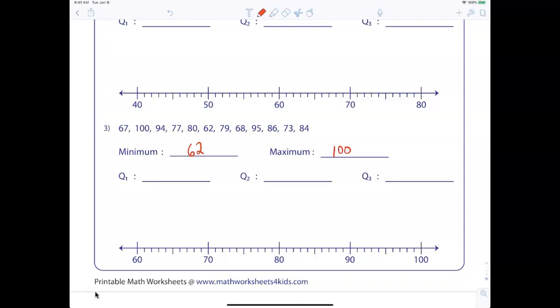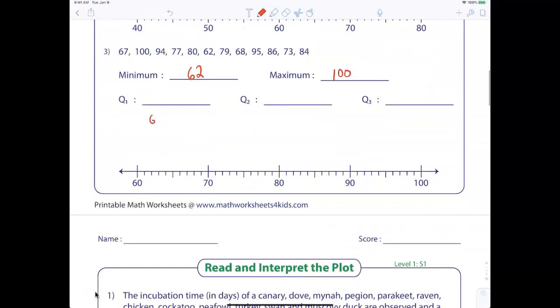All right, who's got the numbers? Go. 62. 67. 68. 73. 77. 79. 84. 86. 94. 95. 100. Thank you. Does everybody agree with that?